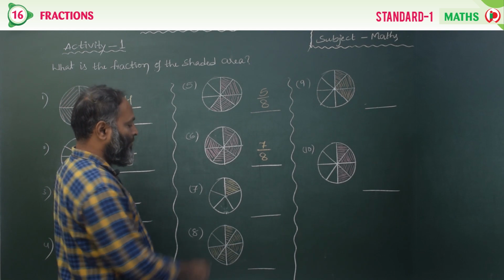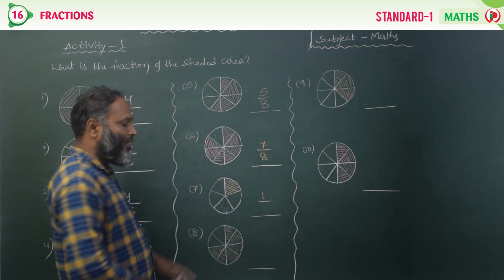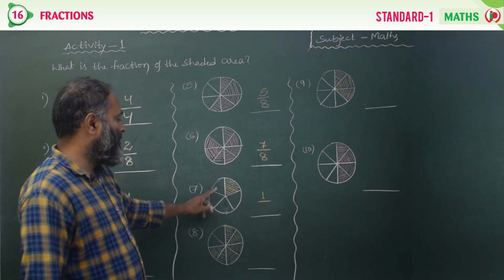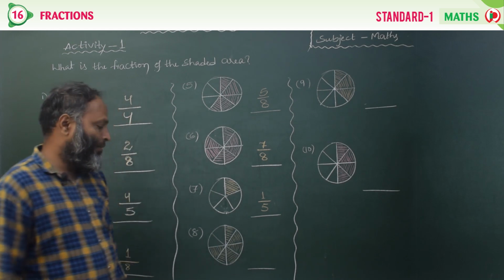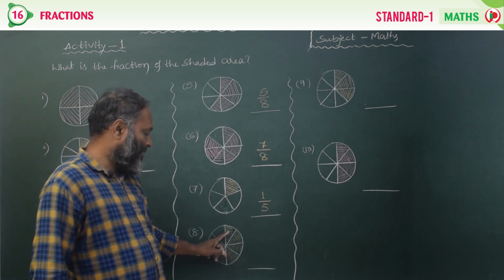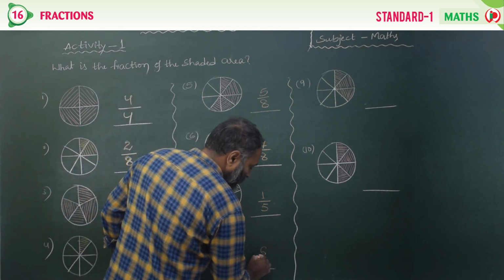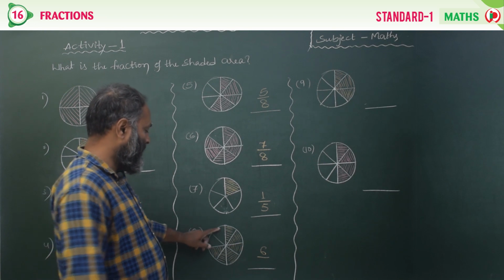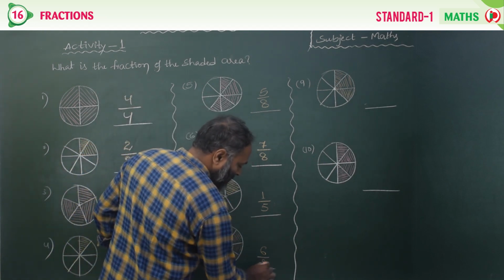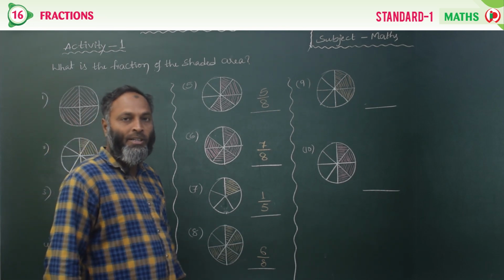Okay, now 1 part is shaded. So in total how many parts? 1, 2, 3, 4, 5. This is the shaded portion. Now here, how many parts are shaded? 1, 2, 3, 4, 5, 6. 6 parts shaded out of 1, 2, 3, 4, 5, 6, 7, 8. So 6 by 8. Okay, this is the shaded fraction.